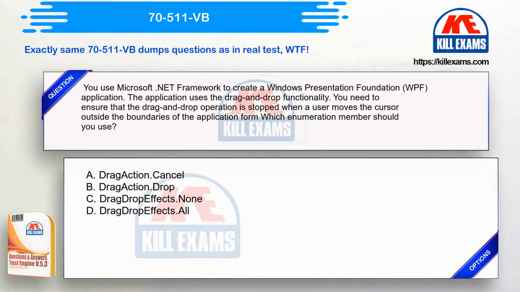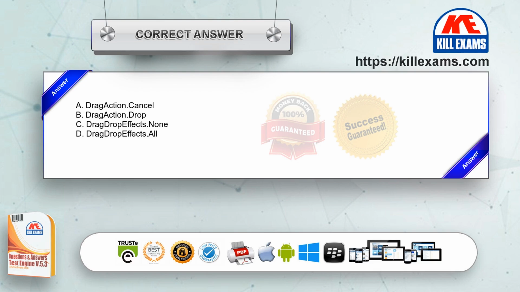You use Microsoft .NET Framework to create a Windows Presentation Foundation (WPF) application. The application uses the drag-and-drop functionality. You need to ensure that the drag-and-drop operation is stopped when a user moves the cursor outside the boundaries of the application form. Which enumeration member should you use? Option A. DragAction.Cancel. Option B. DragAction.Drop. Option C. DragDropEffects.None. Option D. DragDropEffects.All. The correct answer is option A.